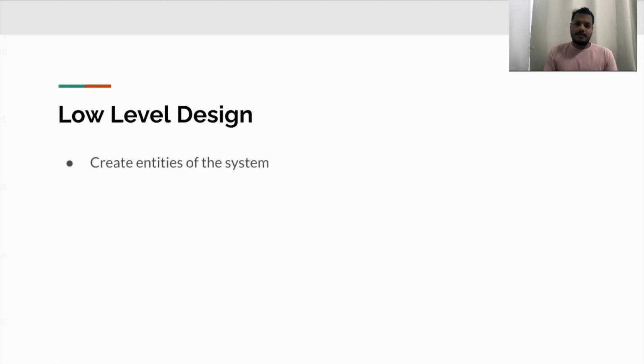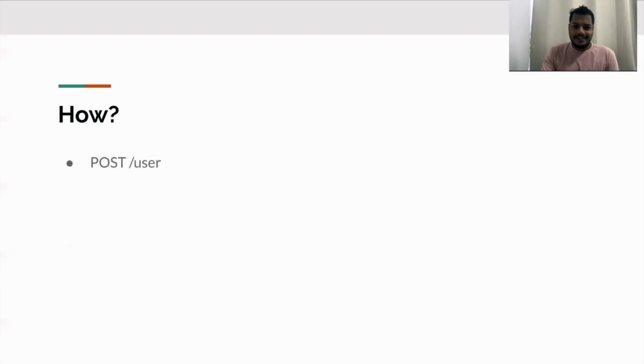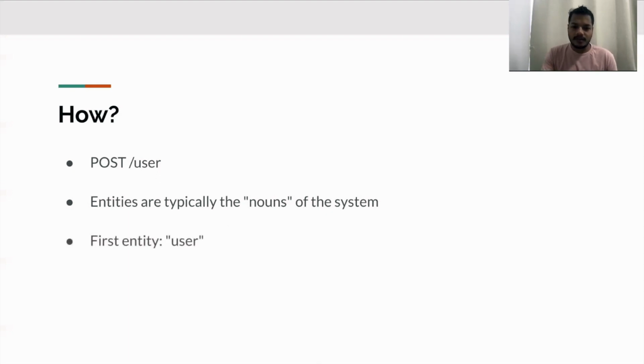So what do we mean when we speak of the low-level design? The basic idea here is to create entities of the system and draw relationships between them. How? Let's say we have our previous API, that is POST /user. Entities are typically the nouns of the system again. So what is the noun in POST /user? What is the object being acted upon? It is the user object. That is the noun. And what is the action? The action is the post, that is, the register, if you remember. So the first entity automatically becomes the user entity. Now we will be adding attributes.